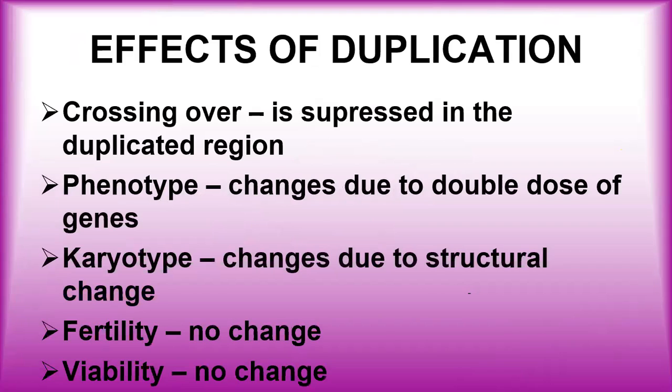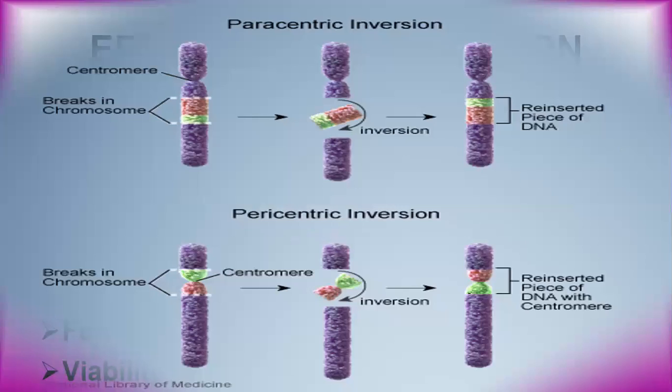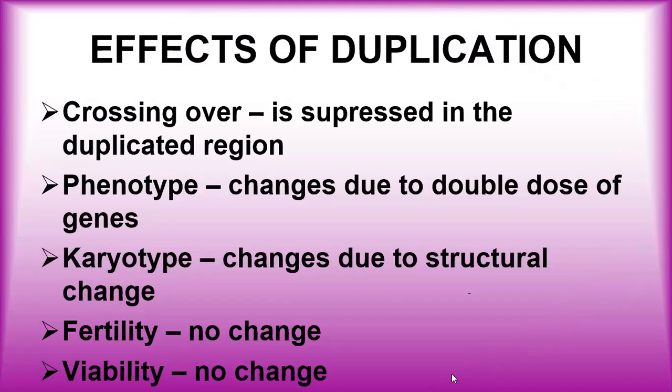Effects of duplication. Crossing over is suppressed in the duplicated region. Phenotype changes due to double dose of genes. Karyotype also changes due to structural change. Fertility, no change as the genes are not lost or reduced. Viability, also no change. So as compared to deletion, effects of duplication are mild because important genes are not lost.